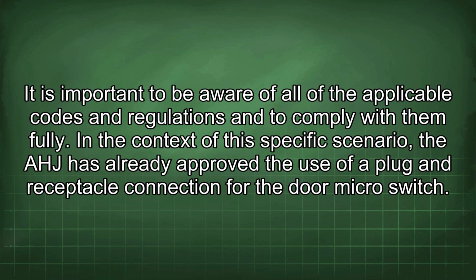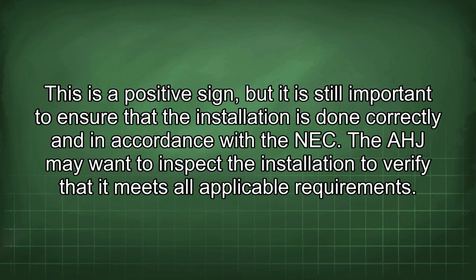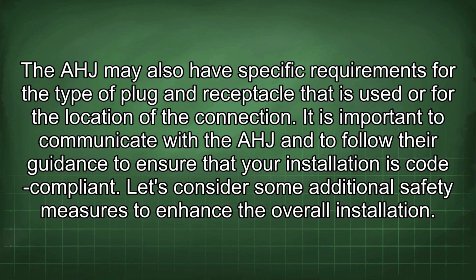In the context of this specific scenario, the AHJ has already approved the use of a plug and receptacle connection for the door micro switch. This is a positive sign, but it is still important to ensure that the installation is done correctly and in accordance with the NEC. The AHJ may want to inspect the installation to verify that it meets all applicable requirements. The AHJ may also have specific requirements for the type of plug and receptacle that is used or for the location of the connection. It is important to communicate with the AHJ and to follow their guidance to ensure that your installation is code compliant.